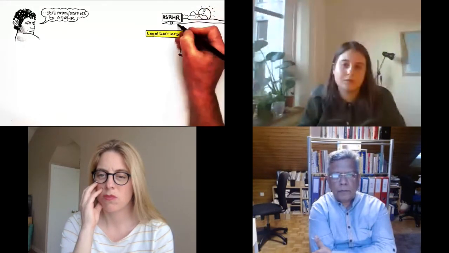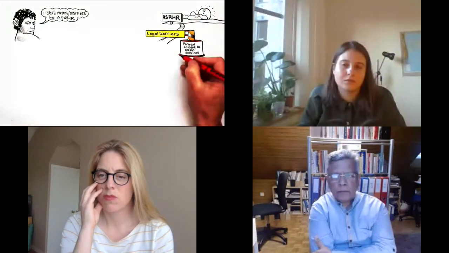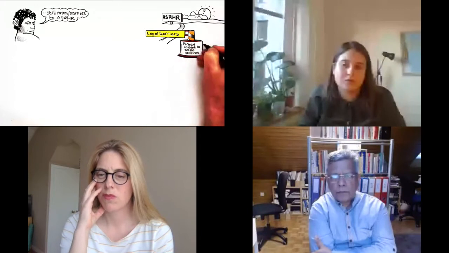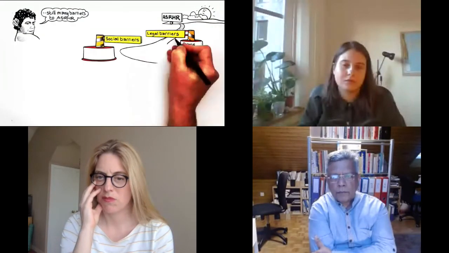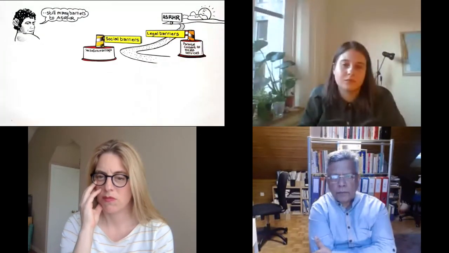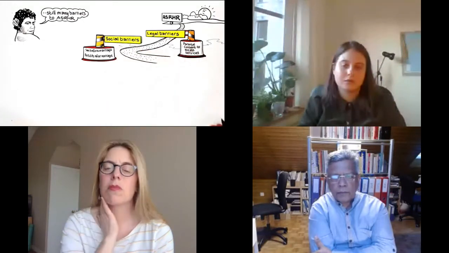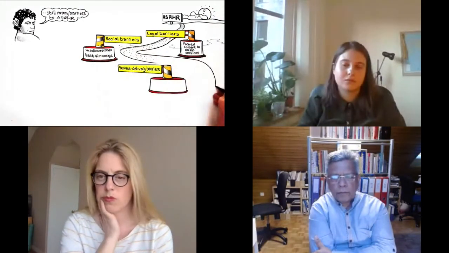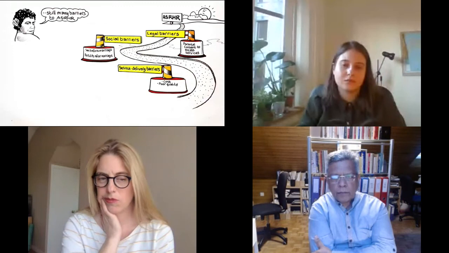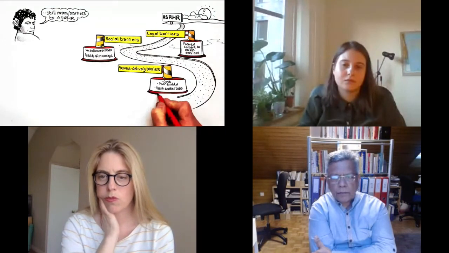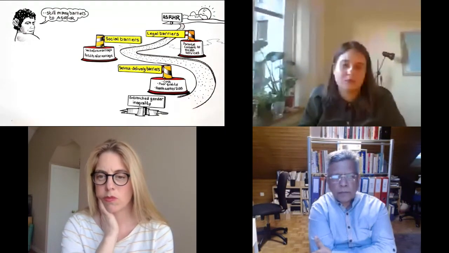These include legal barriers such as the requirement for consent from a parent or spouse to access services, social barriers such as stigma around having sex before marriage and the pressure to prove our fertility after marriage, and service delivery barriers such as cost, poor quality, and health worker bias. Underpinning these issues is entrenched gender inequality.